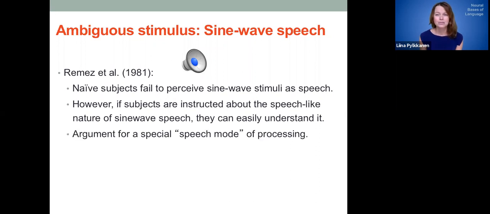Okay, so now that was really exciting because it suggested that maybe our brains have something like a speech mode of processing, like a specific kind of mode into which we can go, and then the speech mechanisms kick into gear and we start perceiving a little bit differently. So that's what made sine wave speech famous and exciting, and it has been used as a stimulus in experiments ever since.